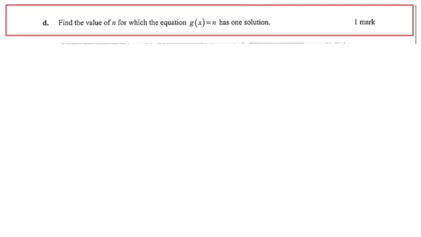Alright, next bit. They haven't finished with us yet, guys. They're going to kill us if they can. Find the value of n for which the equation of g of x equals n has one solution. So this is n not equal to 0, has one solution. This is g of x equals n, the value of n for which this thing has one solution. So if you were to draw a horizontal line at y equals n, it would touch the graph once, is the best way of thinking about this.